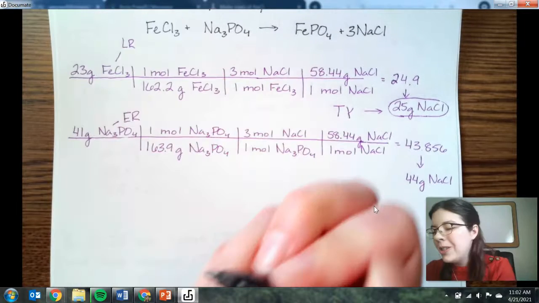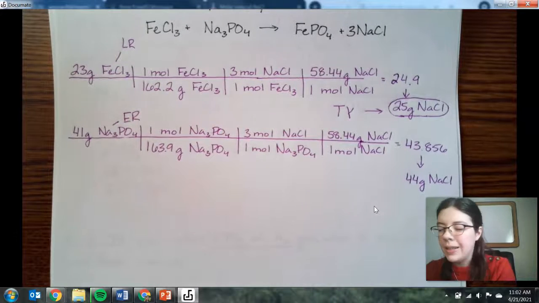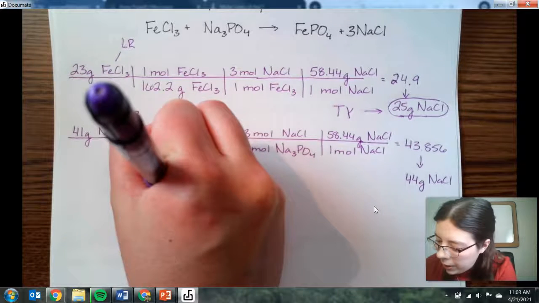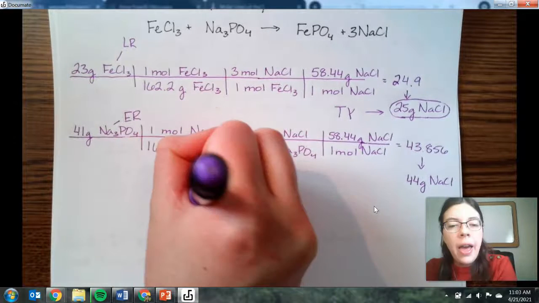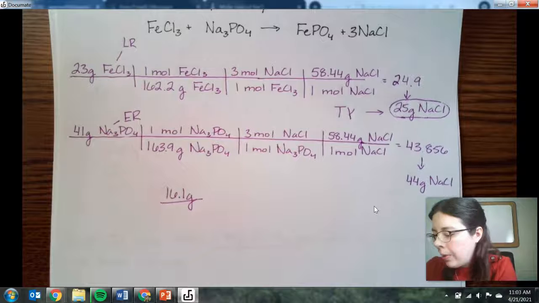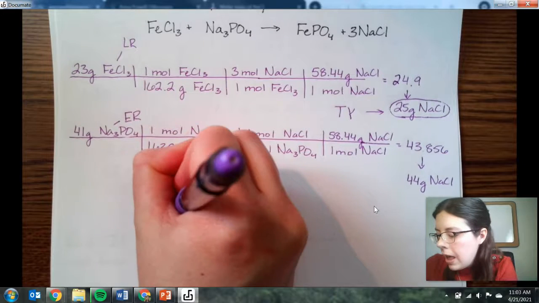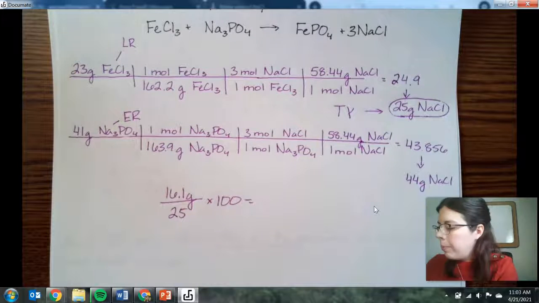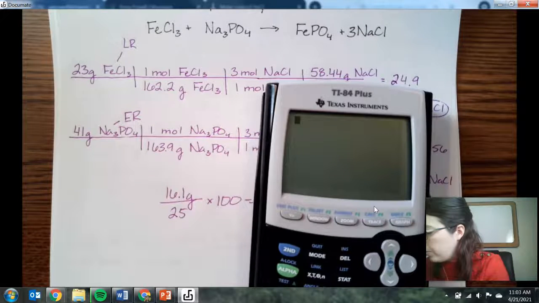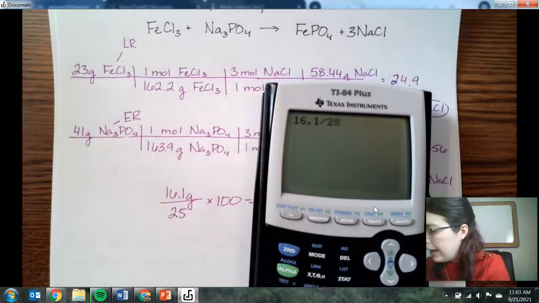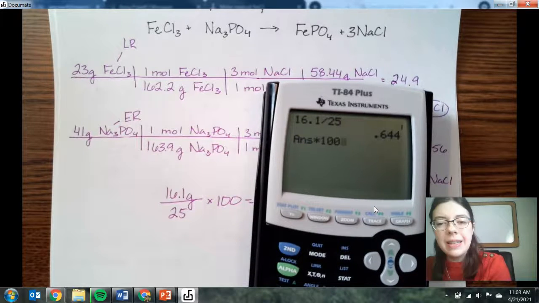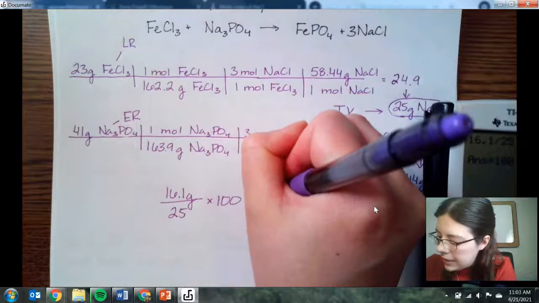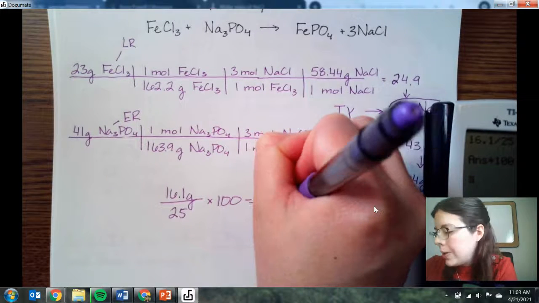So the final thing we need to do now is go ahead and find the percent yield. So we're going to take the actual yield, which is 16.1 grams. Remember, that's given to us. And we're going to divide it by the theoretical yield, which is 25, and then multiply that by 100. So if we go ahead and put that into our calculator, 16.1 divided by 25 times 100 gives us a value of 64.4, or to round a little bit, 64% for our percent yield.